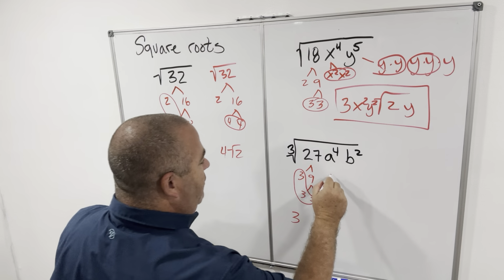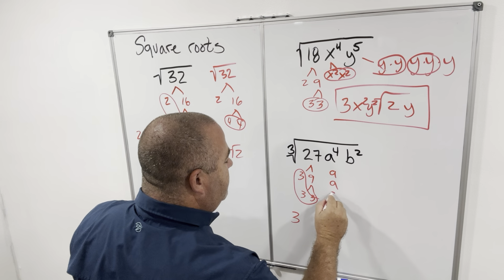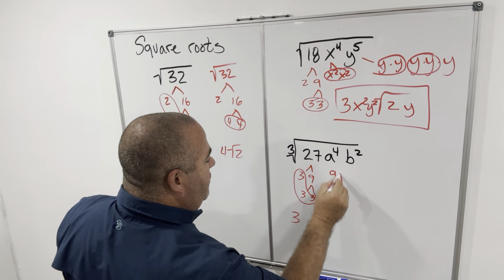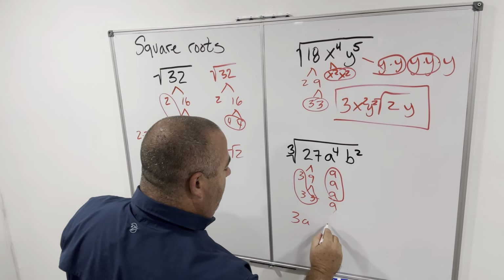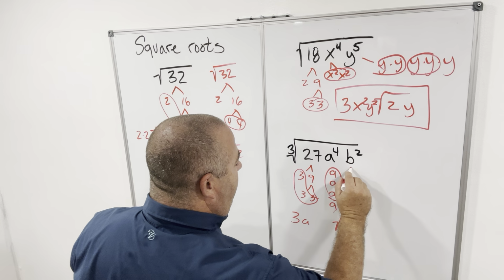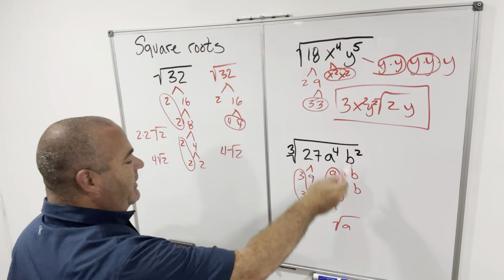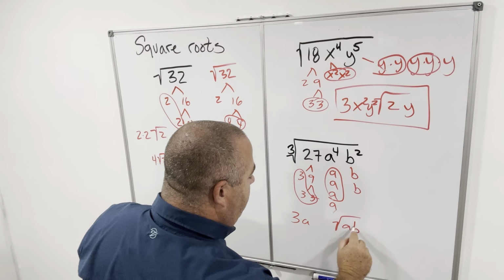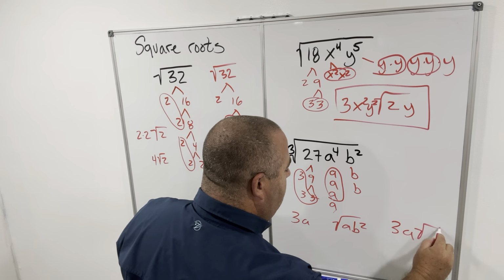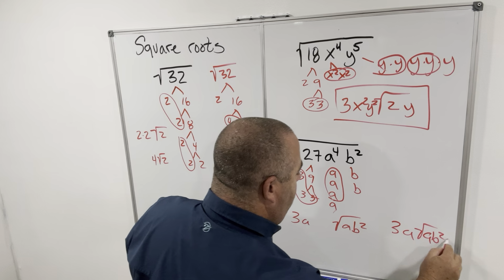That can come out if we want to rewrite this as a times a times a times a. We can pull 3 of them out here and we're left with a. We've got to keep one of those a's under the root. Here we have b times b. Well, we don't have any groups of 3, so both of those need to stay in here. And our final answer will be 3a times the cube root of ab squared.